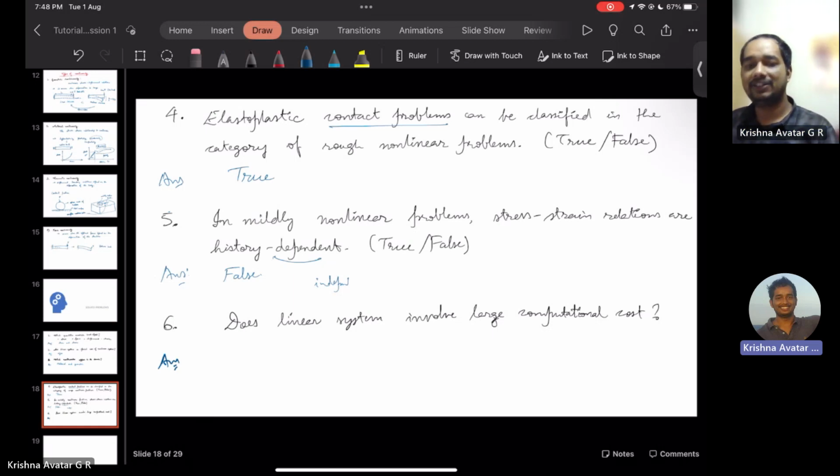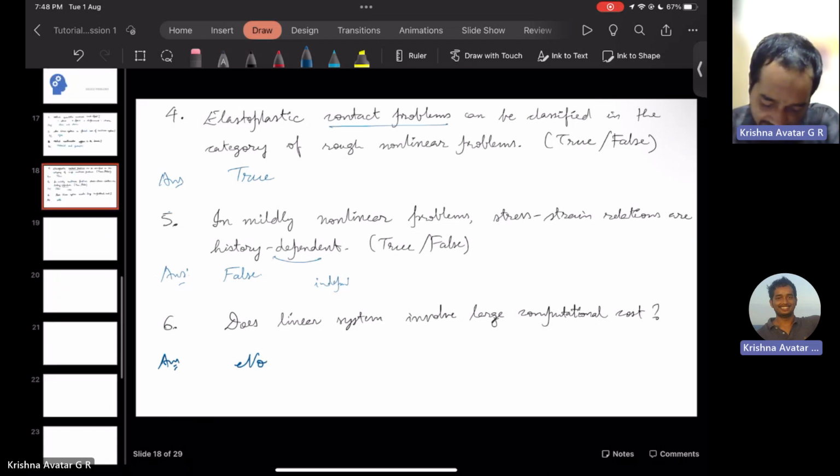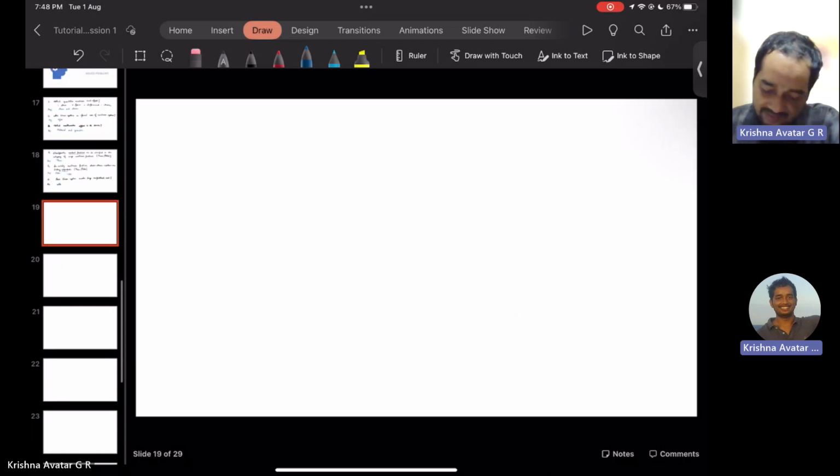So the answer is no, it doesn't involve large computational cost compared to a nonlinear system. That's the background of this situation.